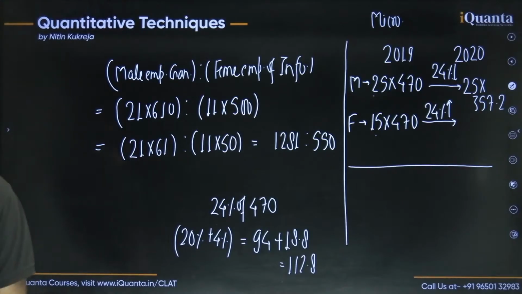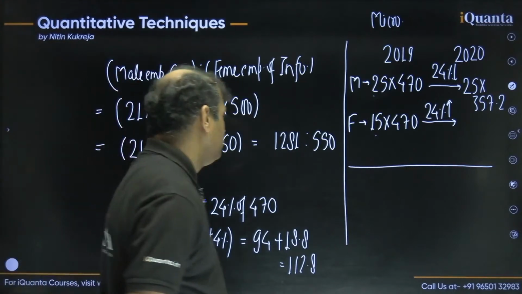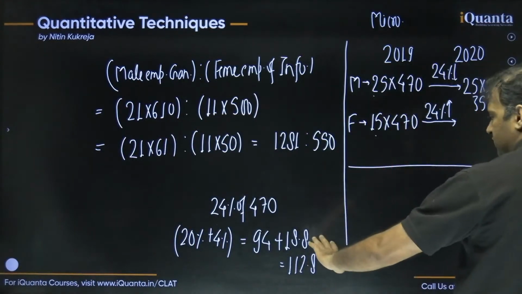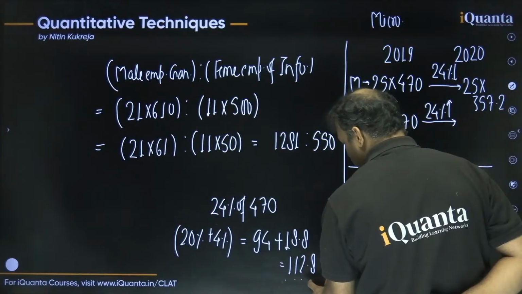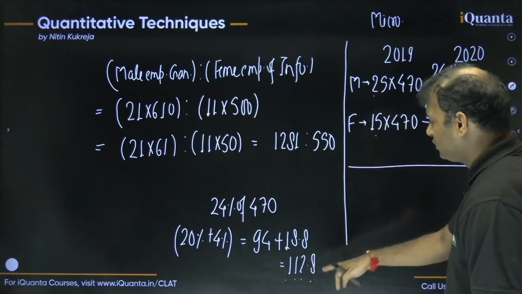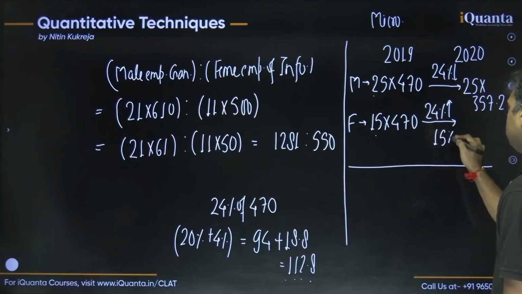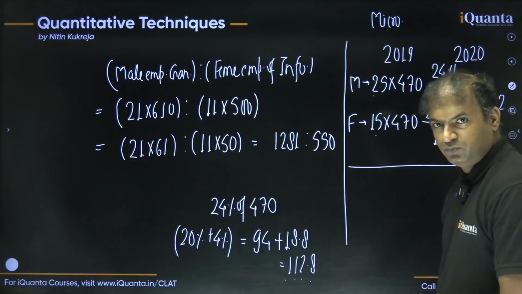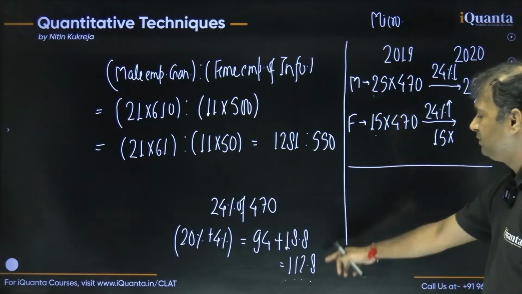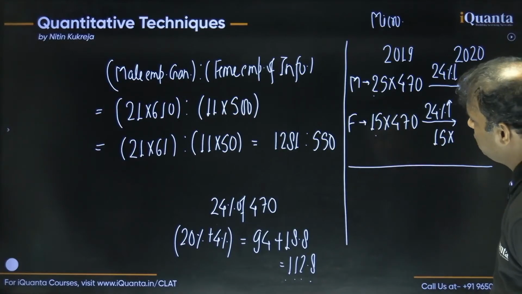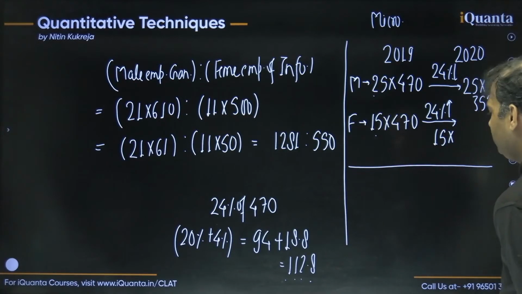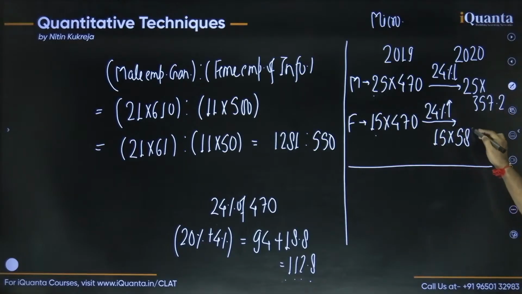Okay, similarly, we'll do for the females, right? Female is increasing by 24%, 24% is again 112.8, okay? So let's just add 470 with 112.8, 15 will be there, right? So 15 into 470 plus 112.8, okay? So 470 plus 112 makes us how much? We can say 582.8. That was comparatively easy.